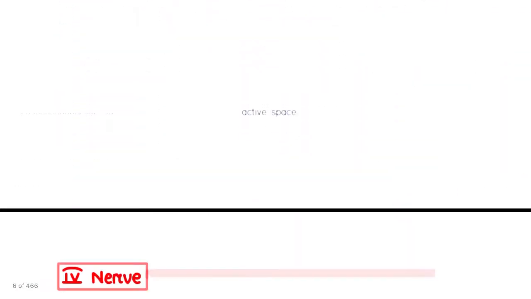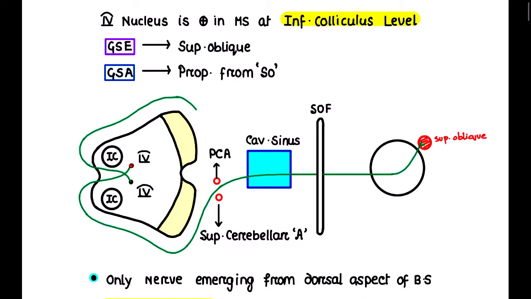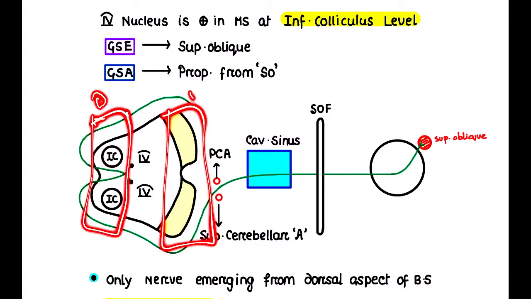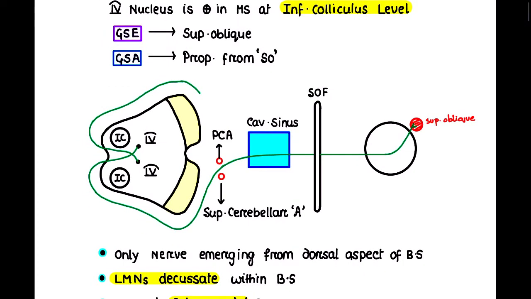But here, it is present just below that, at the inferior colliculus level. Talking about its course, it emerges from the posterior surface. As I have already mentioned, this is the dorsal side and this is the ventral side, meaning posterior and anterior. So this is the only nerve emerging from the dorsal aspect, the posterior surface of the midbrain.